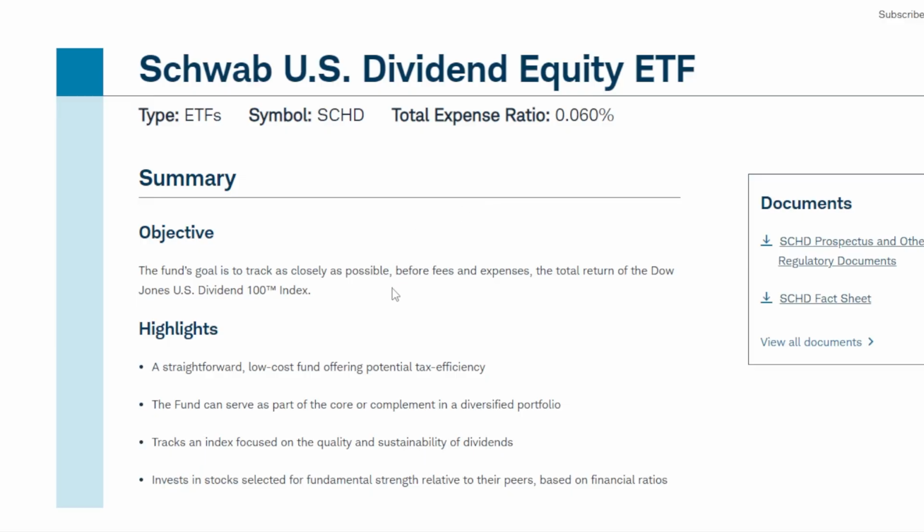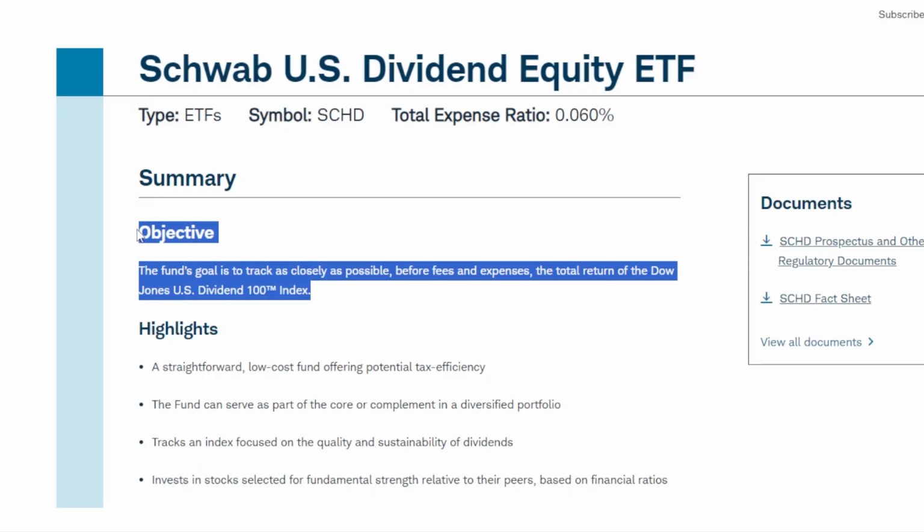So first, SCHD, in case you're not familiar with this ETF, the ETF has a very simple objective. It says it right here on the website. The fund's goal is to track as closely as possible, before fees and expenses, the total return of the Dow Jones US Dividend 100 Index.